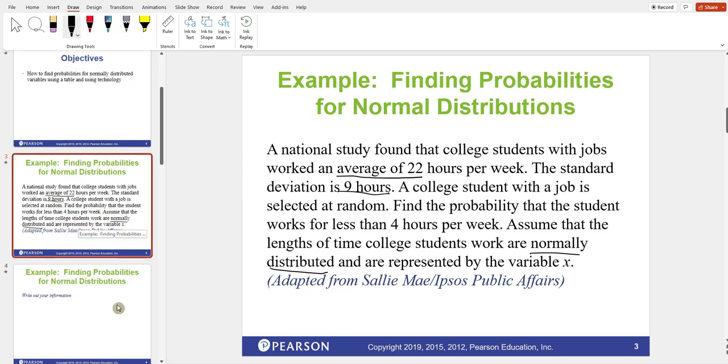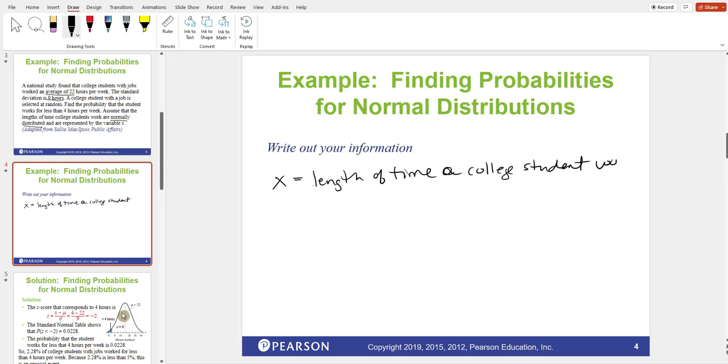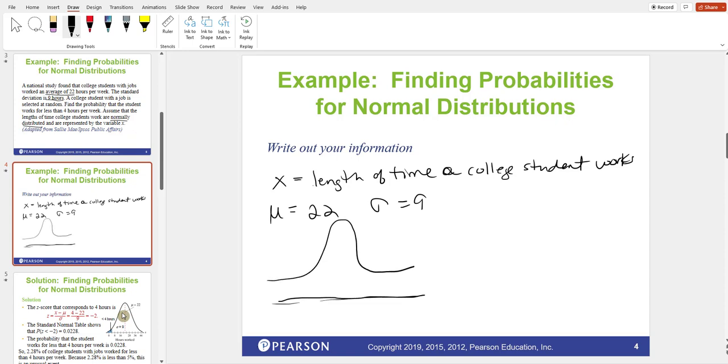So let's write out the information that we know. I'm going to define my variable x. X is the length of time a college student works. We know that the mean is 22 and the standard deviation is 9. And I like to draw a picture so I can figure out the area that I'm interested in.